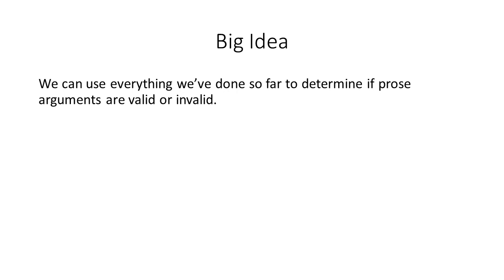All right, so here's the big idea that we're working with. We can use everything we've done so far to determine if prose arguments are valid or invalid. What we've done so far with these big truth tables for arguments is just look at arguments in symbolic notation and test them for validity. But as I'm sure you've always kept in the front of your mind, these symbolized statements are instances of English sentences and English arguments.